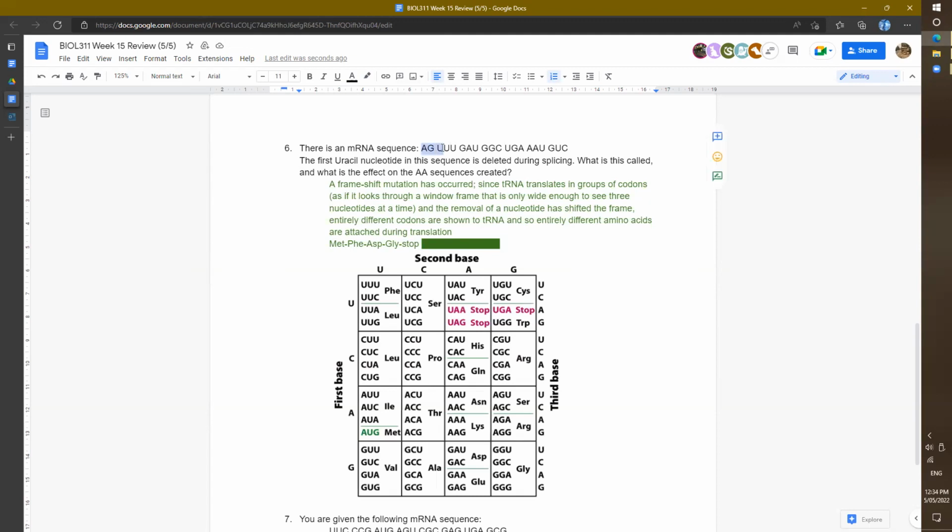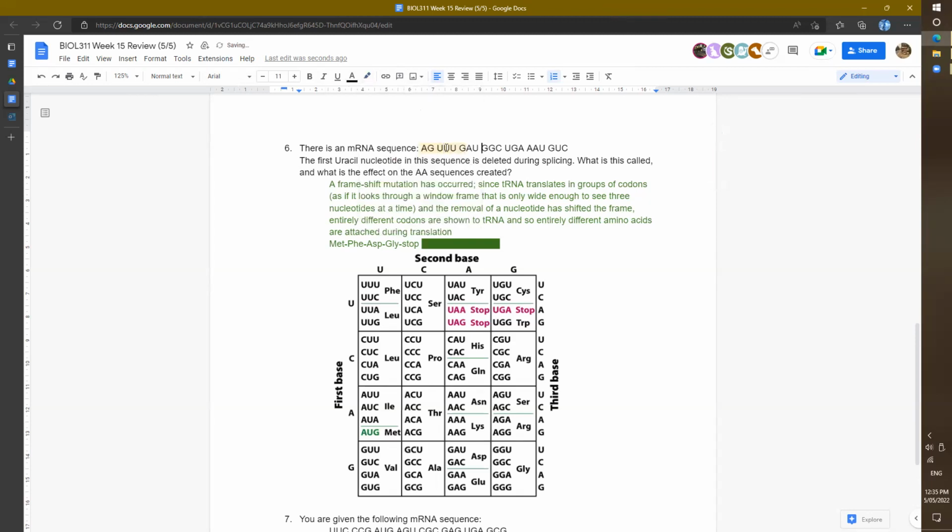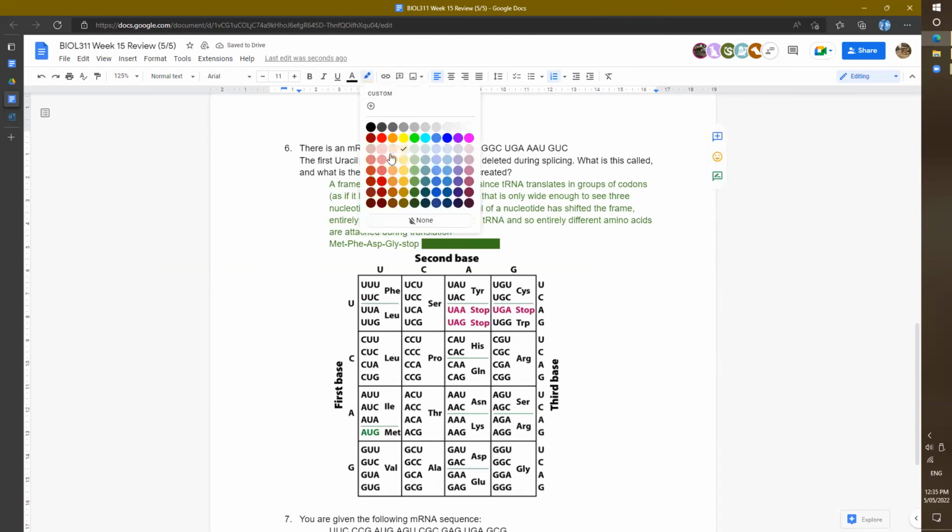Well, now we have this AGU. Is this going to start translation? There's no start codon here, exactly. So this is one frame. This is another frame. Is there a start codon here? No. So again, this frame is just out of the picture. This frame is also out of the picture. Actually, I should make them different colors.